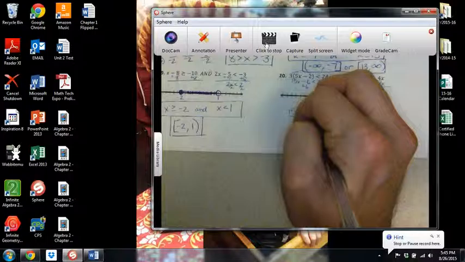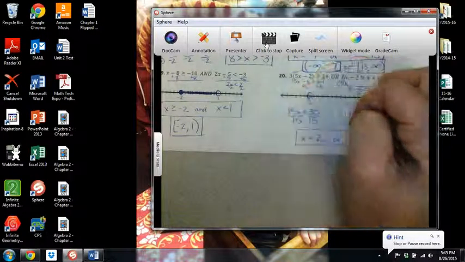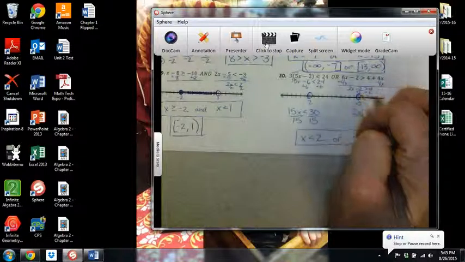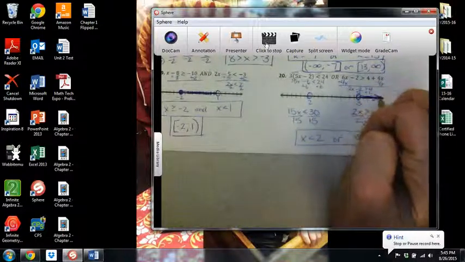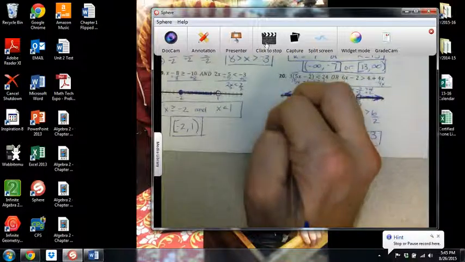So I've got a 2 and a 3. They're both open dots. And because it's an or inequality, I'm going to shade towards the extremes, towards the right over here and towards the left over here.